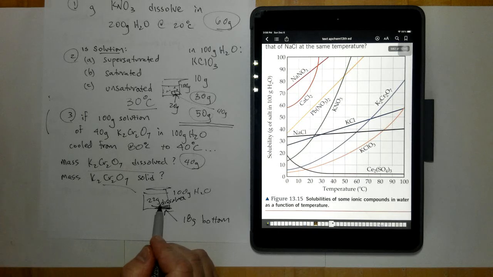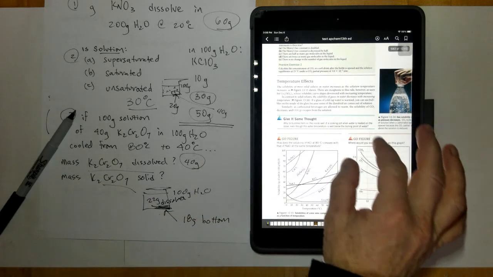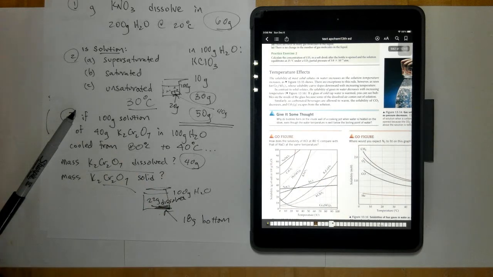Now the solution would still be saturated. It's just a matter of I'd have some solid in contact with dissolved solute in here. All right, there's some good examples of some trick questions along with temperature effects of solubility.